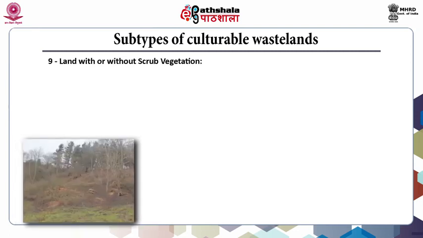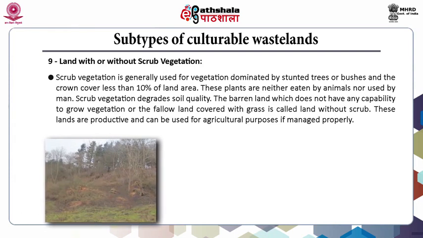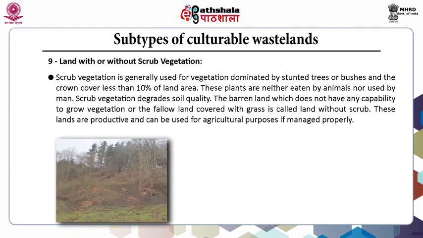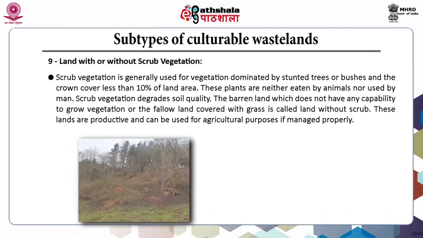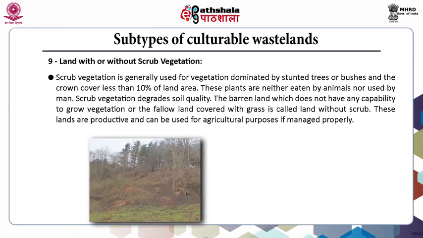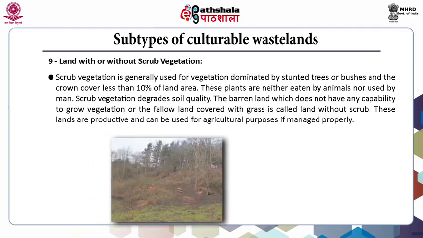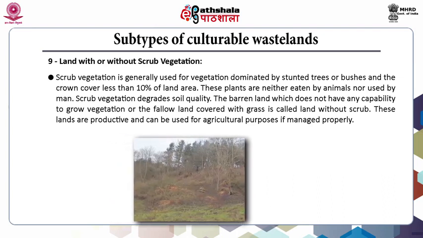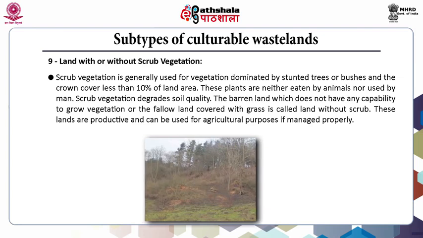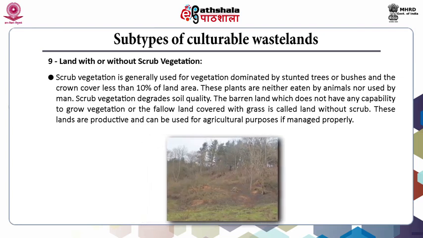Land with or without scrub vegetation. Scrub vegetation is generally used for vegetation dominated by stunted trees or bushes and crown cover less than 10% of the area, as can be seen in the picture. These plants are neither eaten by animals nor used by man. Scrub vegetation degrades soil quality.